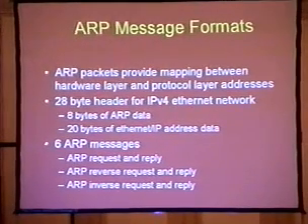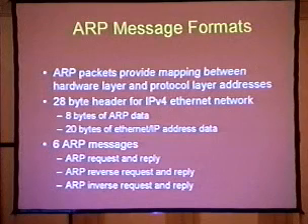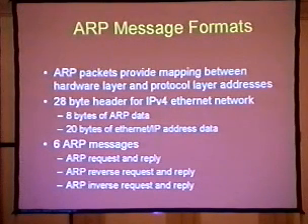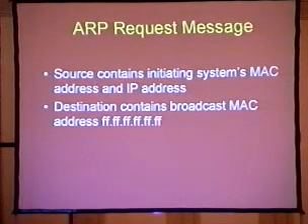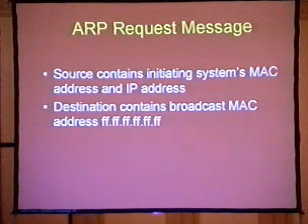There's 6 general ARP messages. There's ARP request and replies, reverse request and replies, and inverse request and replies. They all do different types of mappings between IP addresses and the MAC addresses. We're really going to focus today on the ARP request and replies. Now, the general basic ARP request message is fairly simple. All it does is it contains the source IP address of the system requesting the information, the system's MAC address or Ethernet address. It contains the destination IP address and then the broadcast MAC address.